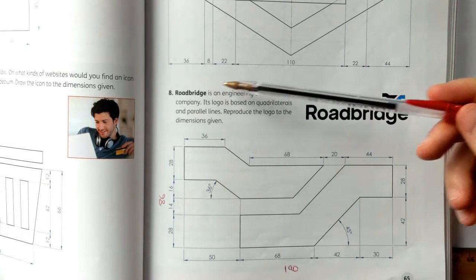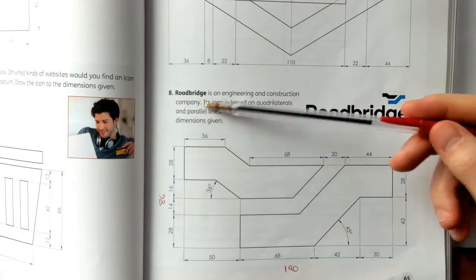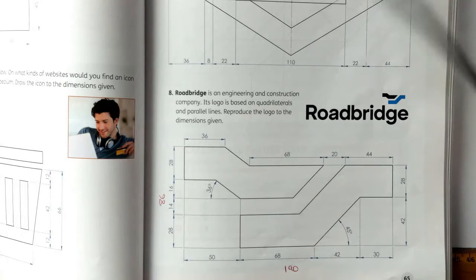So it says Roadbridge is an engineering and construction company. Its logo is based on quadrilaterals and parallel lines. Reproduce the logo to the given dimensions.